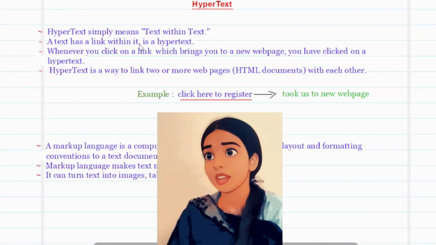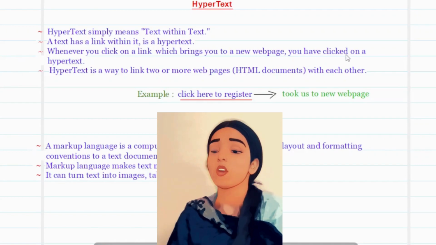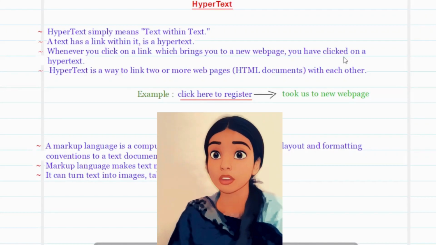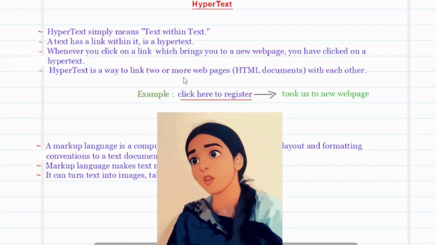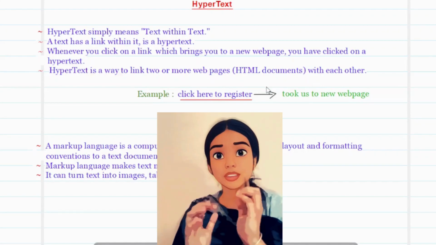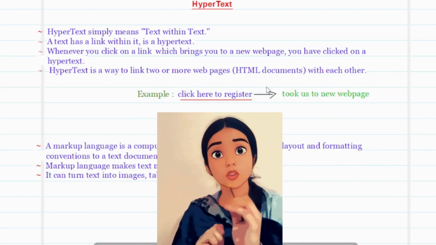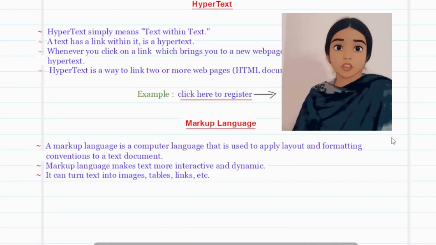A text that has a link within it is a hypertext, and whenever you click on a link which brings you to a new web page, you have clicked on a hypertext. Meaning whenever you click on any text which takes you to a new web page, it means you clicked on a hypertext. So hypertext is a way to link two or more web pages with each other. They are just saying that hypertext is just a link, or we can say a path, to link two or more web pages with each other. Okay, now moving further to markup language.